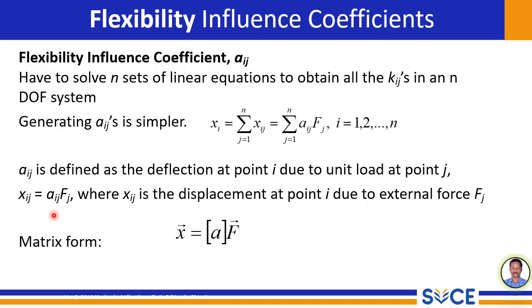Therefore, the total displacement at point i can be expressed as the summation of x_i, that is, the summation of A_ij times f_j, where the sum is taken over all j from 1 to n. Similar to the influence coefficients, this set of linear equations can be represented in matrix form, where x is the displacement vector, f is the force vector, and A is the flexibility matrix, where each element is the flexibility influence coefficient.